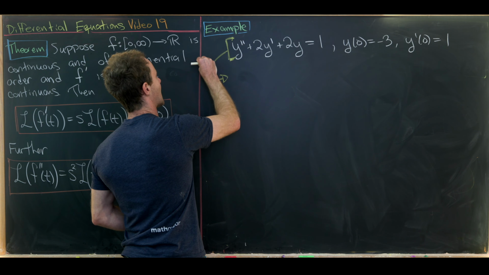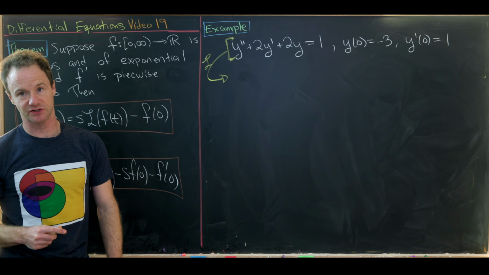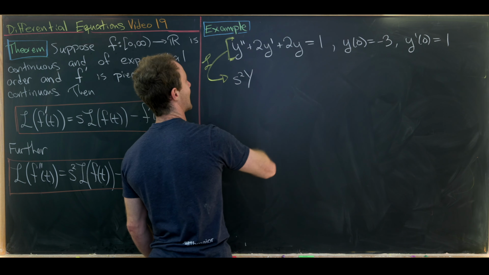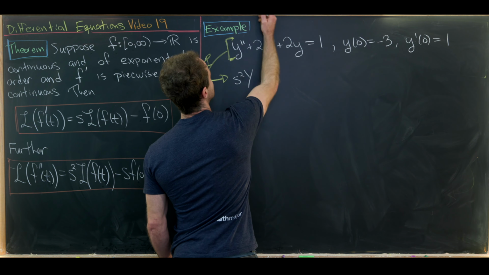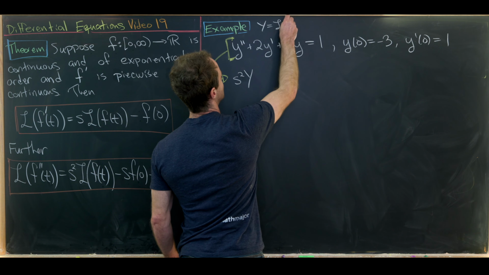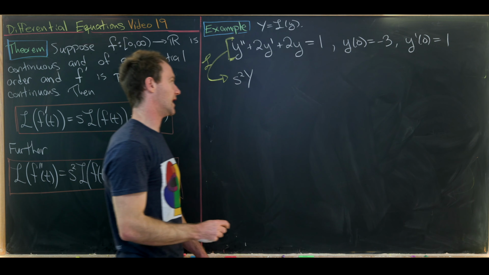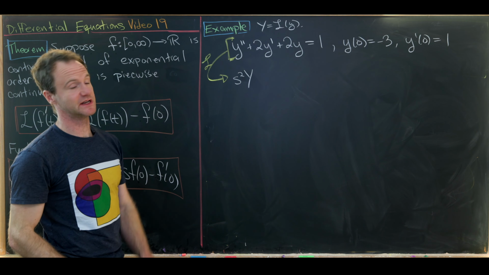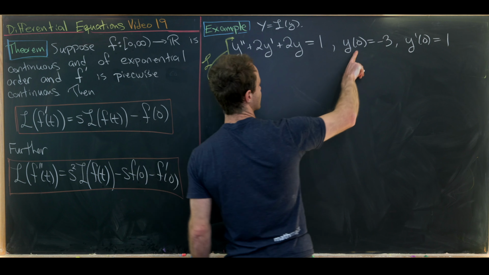So let's see what happens to this if we take the Laplace transform. This first term will become s squared and then capital Y. Again, we're using the same notation, capital Y is the Laplace transform of little y. But in this case, we have to do something with the initial conditions. So what will those give us?